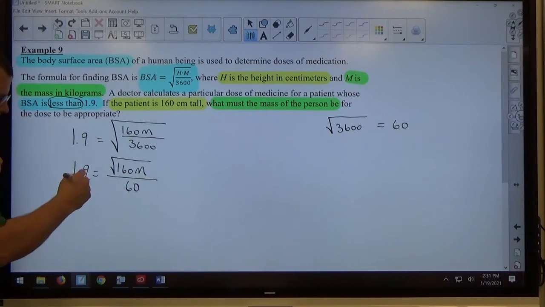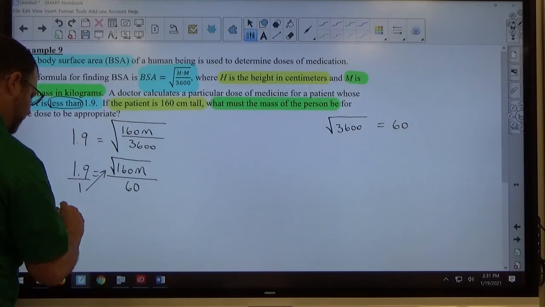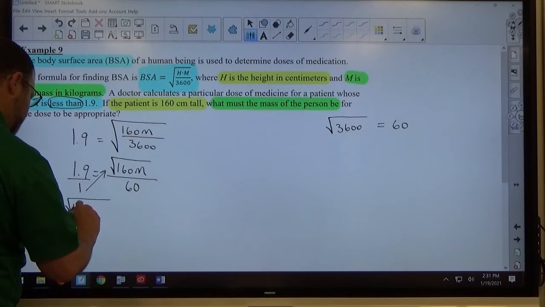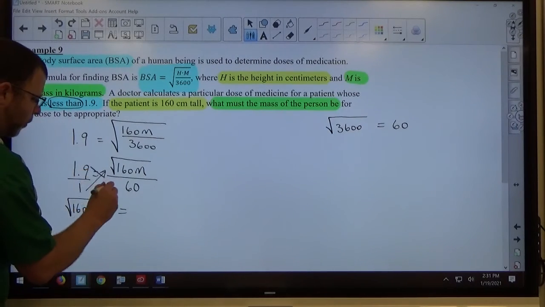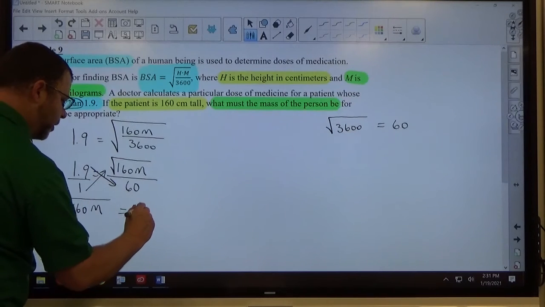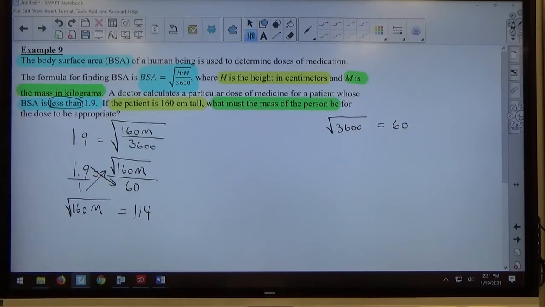So this product, which is 1 times the square root of 160m, better known as the square root of 160m, equals 1.9 times 60, which is 114. If you didn't know that 1.9 times 60 is 114, grab a calculator, punch in 1.9 times 60 equals. That's what happened earlier today when I did it. It said 114. That's how I knew it was 114. So use a calculator to calculate as you need.